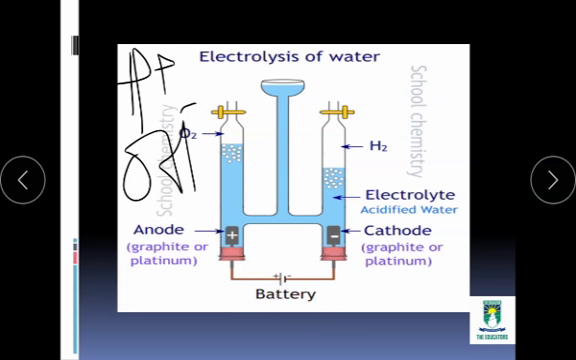Keep this thing in your mind that whenever electrolysis is going to happen, it will be with the help of electricity or electrical current. So this is the electrolysis of water, because pure water is a very weak electrolyte. We will add a few drops of any acid into it, so that water is called acidified water.